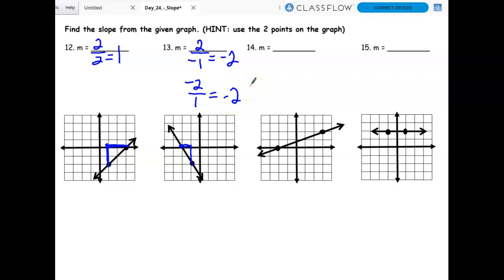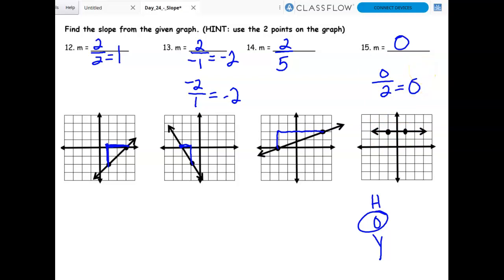I look at 14, I know it's going to be positive, but to get between these 2 points, I'm going to rise 2, and then I'm going to run 1, 2, 3, 4, 5. So this is going to be 2/5. Rise 2, run 5. 15, I simply have to look at it. I know it's a horizontal line, so I think of HOY, and I know my slope is 0. If I wanted to use the 2 points, I could think I rise 0 and I run 2 in this case, and that's still equal to 0.